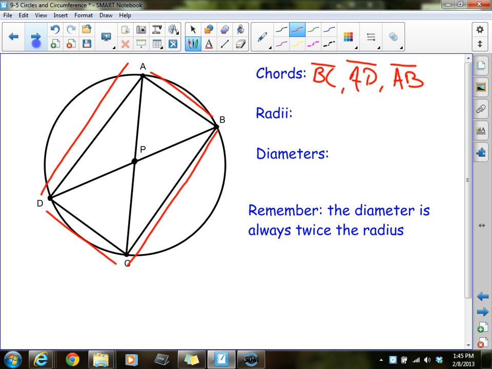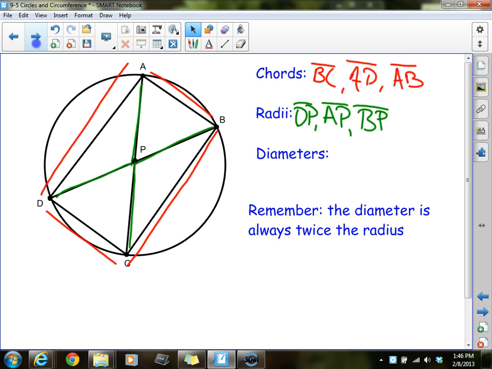Now, radii. Now remember back for the definition, radii meant a segment with one point in the center and the other point on the edge of the circle. So for this one, we have the center right here, so that's going to be a radius, that's going to be a radius, that's going to be a radius, and that's going to be a radius. So I can say DP, I can say AP, I can say BP, and so on and so forth. And I can actually list several more. So those are all radii.